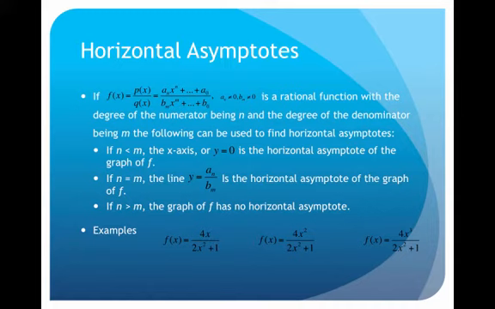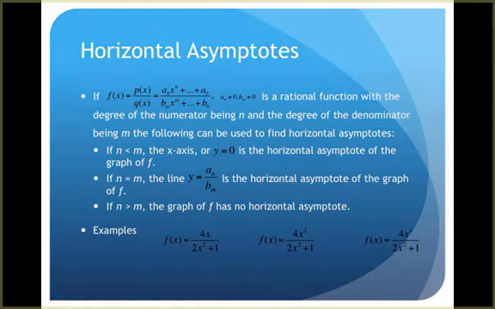So I have three different examples that I want to look at. So the first one, you notice the degree of the numerator would be 1, and the degree of the denominator is 2. So we have that the degree is smaller in the numerator than the denominator. So in this case, our horizontal asymptote would be y equals 0.